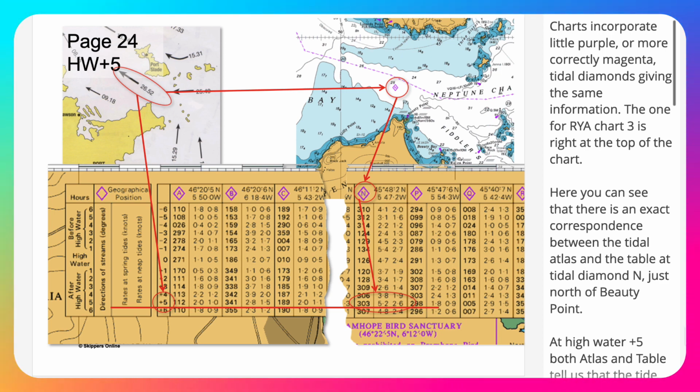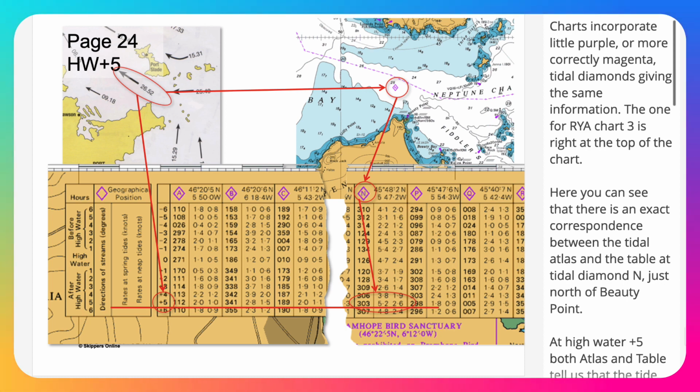Notice that the tidal atlases present the drift as neap springs, and tables give springs neaps. There's no rhyme or reason for this, and it shouldn't really confuse you, because of course the larger number will always be the spring drift.